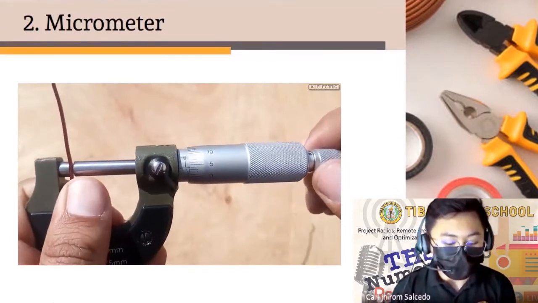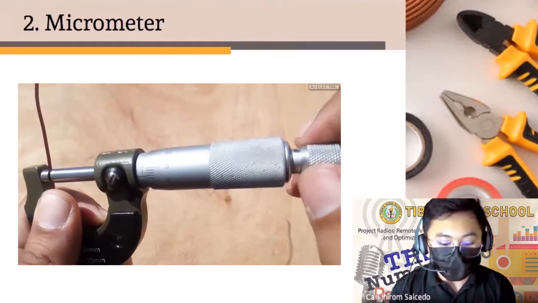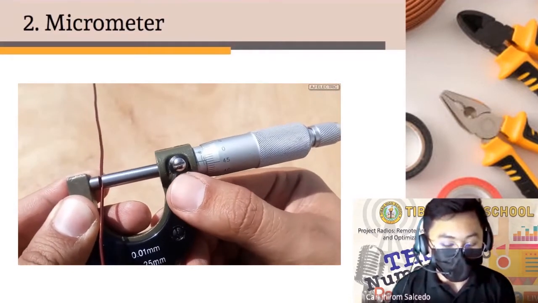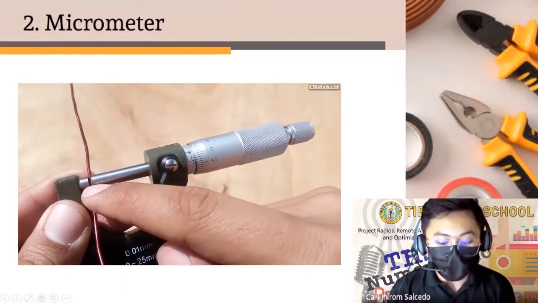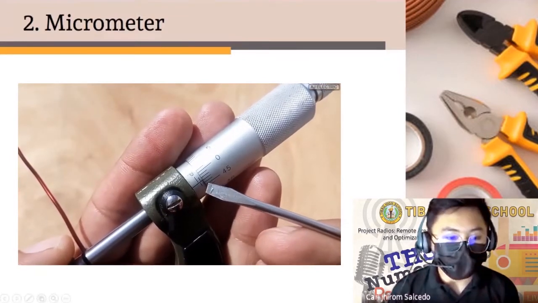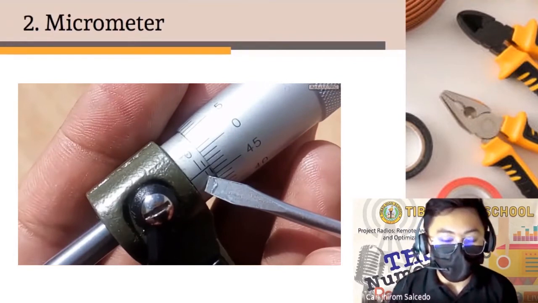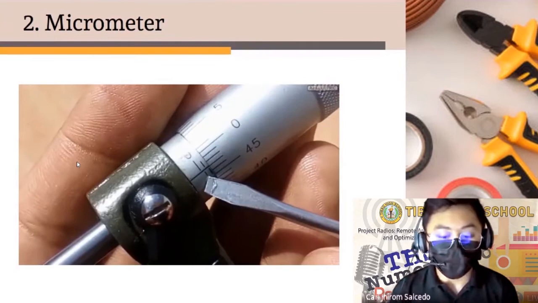Yun yung adjustable. Siya yung magluluwag or iipit dun sa wire na itetest mo. Once na nakaipit na yung wire, i-lock mo lang by turning yung part na yon dun sa micrometer to the other side. Ginagawa ito para hindi lumuwag o mahulog yung wire na minimeasure mo. Pag okay na, tingnan mo lang dito sa part na may numbers, doon mo makikita yung measurement ng wire na sinusukatan mo.